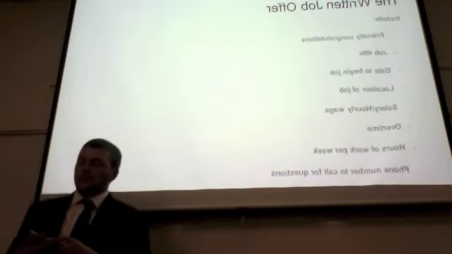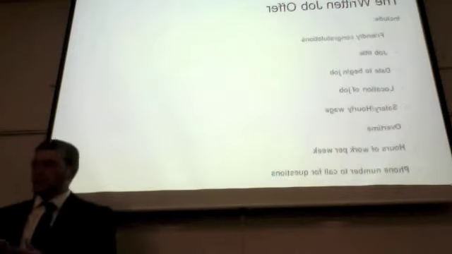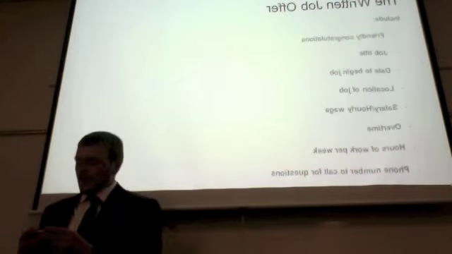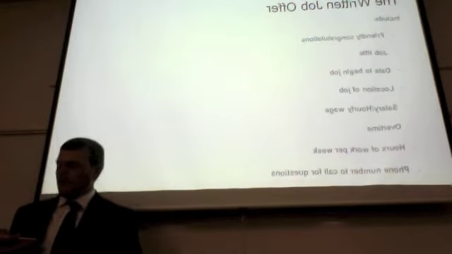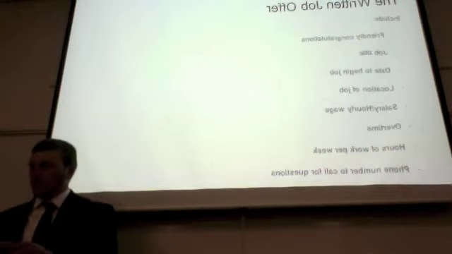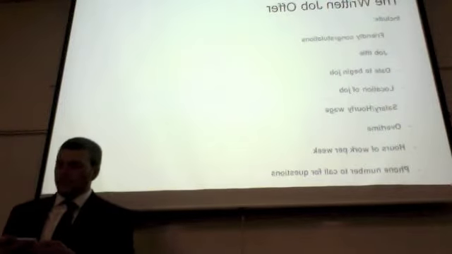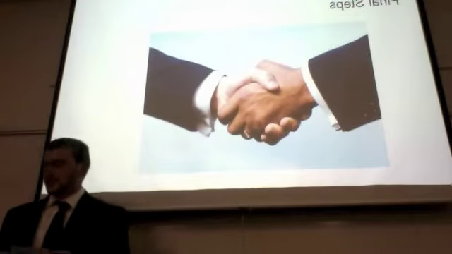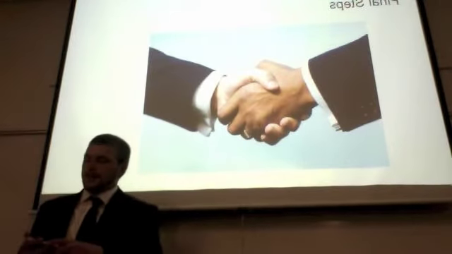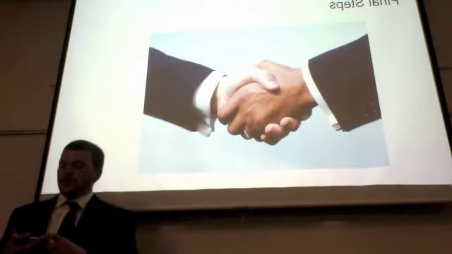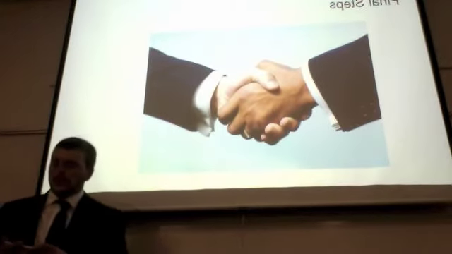So the written job offers don't really differ much from one company to the other. The main components of the job offer include a friendly congratulations, the job title, the date to begin the job, location of the job, the salary and hourly wage, overtime payment, and a phone number to call for any questions. Final steps, you want to make sure to follow up with the candidate to make sure they have received all the paperwork and everything is in order.